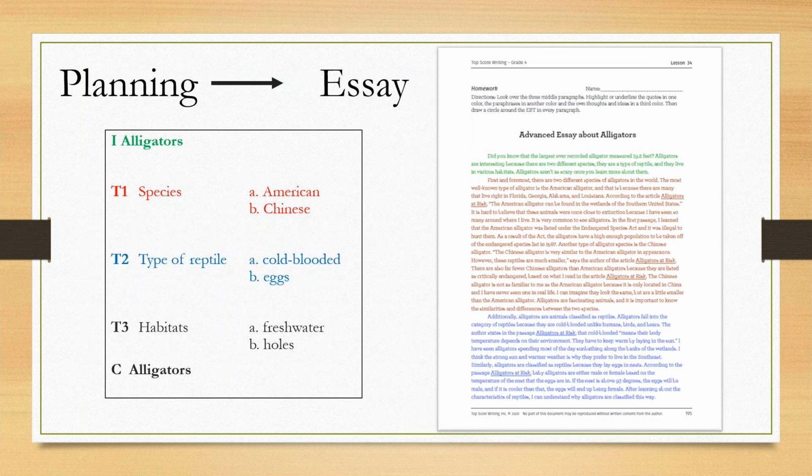Now, we show students explicitly how to develop an essay from their plan. One of the strategies we like to use at Top Score Writing is color coding. It's just such a great visual for all students. Students can see here the clear correlation between the planning sheet and the essay. If you look on the planning sheet, the I says alligators, and it's highlighted in green. Well, on this example essay from our curriculum, you can see the introduction paragraph written in green.